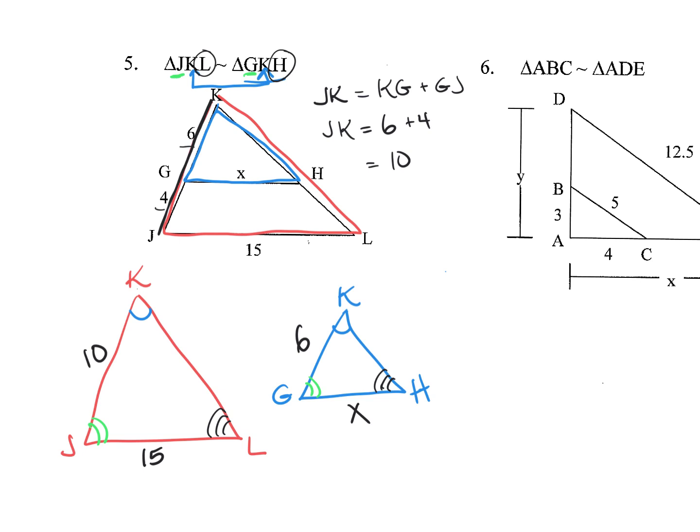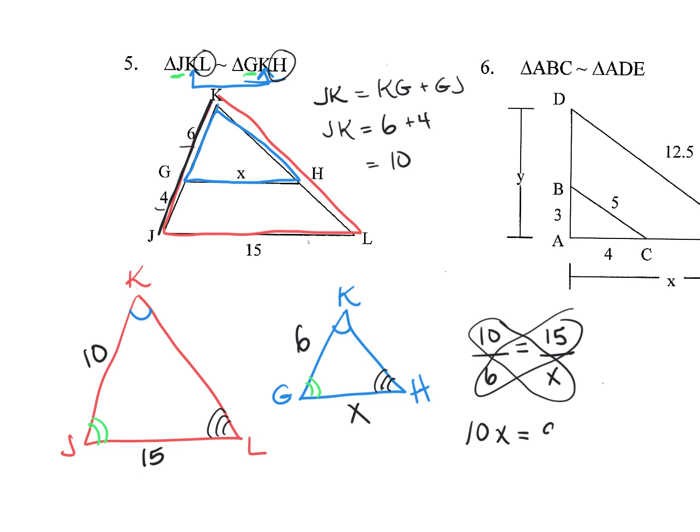So 10 corresponds to 6 and 15 corresponds to X. We can now cross multiply. I get 10X is equal to 15 times 6, which is 90. My last step is always to divide by 10, so X equals 9.